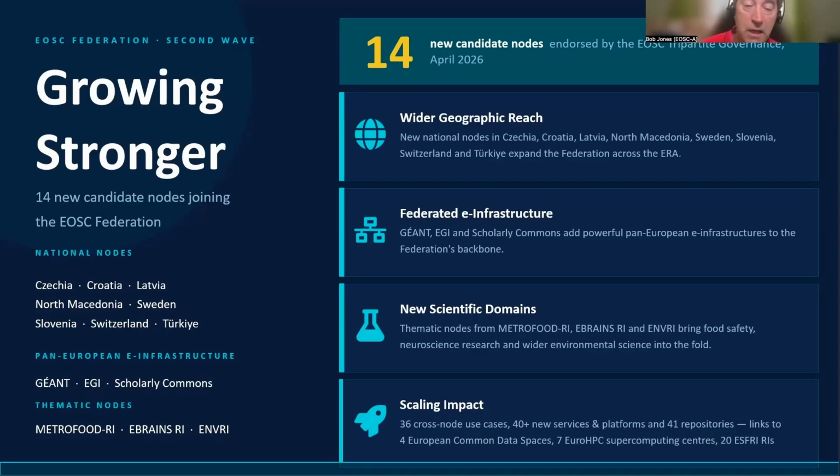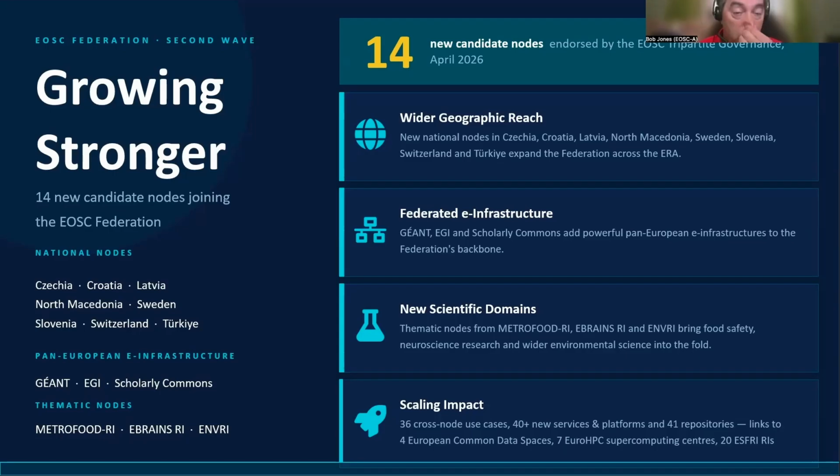So we see that in the matter of basically 2 years, the federation will have grown to cover the majority of European member states and associated countries, as well as a large number of the scientific disciplines, who will all be making contributions and making use of, and promoting their research outputs via, the EOSC Federation.